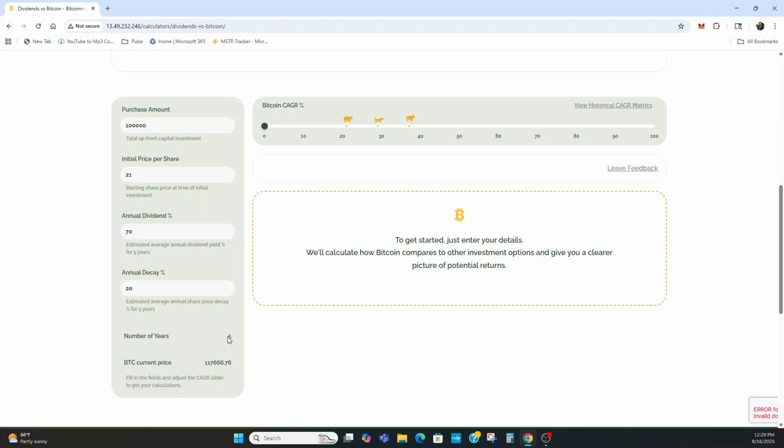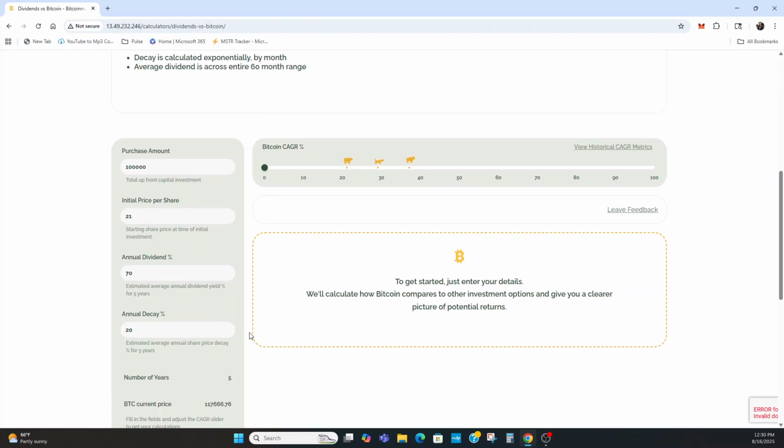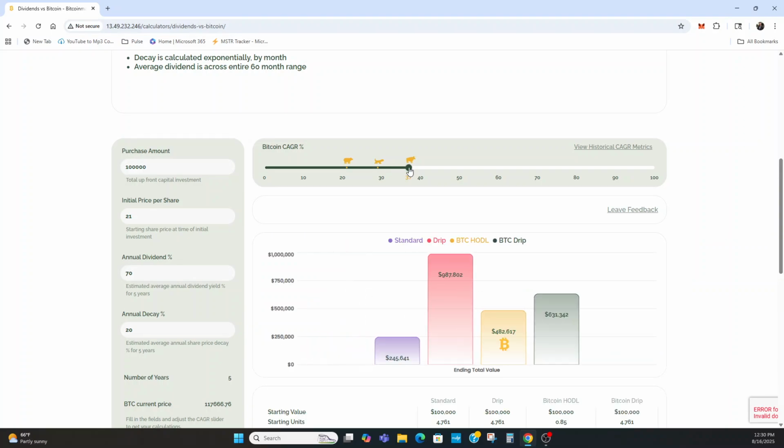This is all going to be done over a 5-year term and is using the current Bitcoin price of $117,666. So the final piece here, we have to set the Bitcoin CAGR. For a 5-year term, I like Saylor's bull case, 37%. So let's go ahead and set the CAGR there and see the outputs.